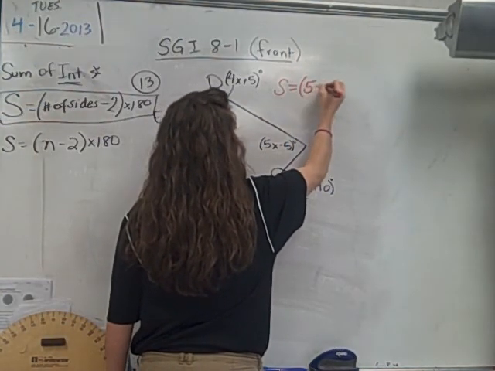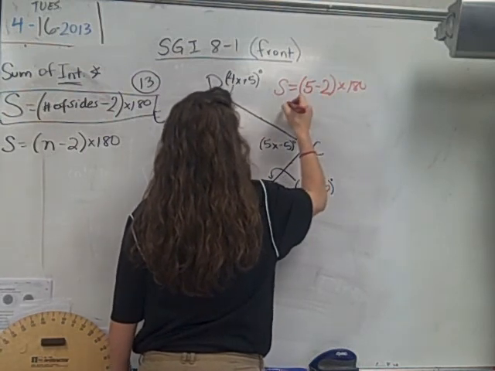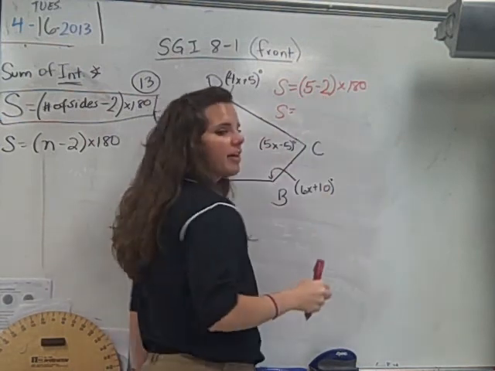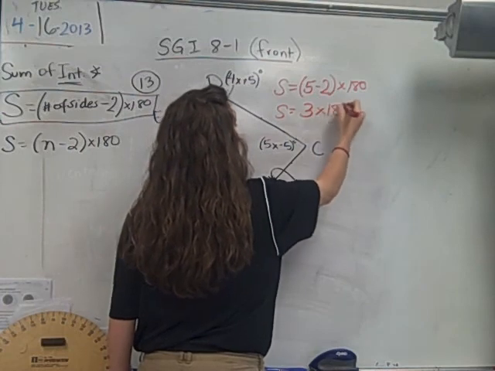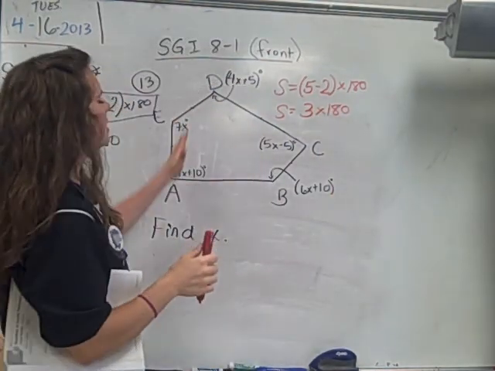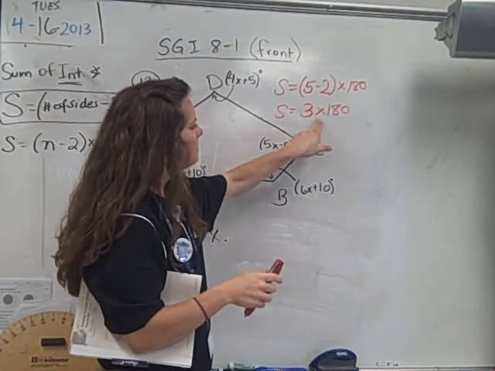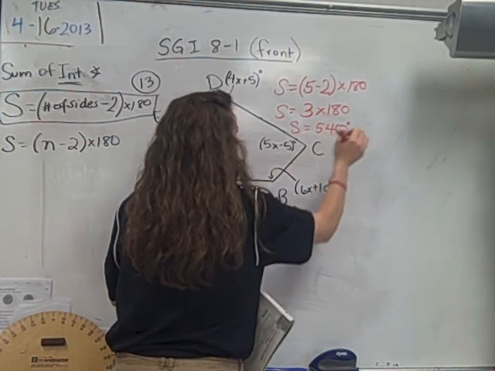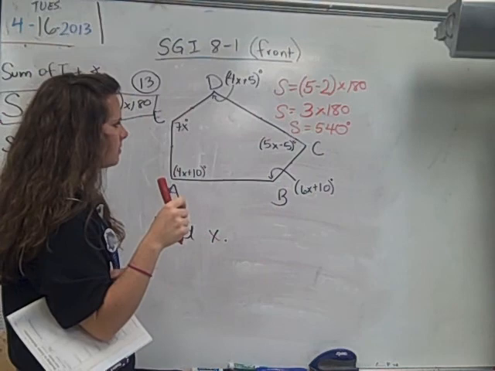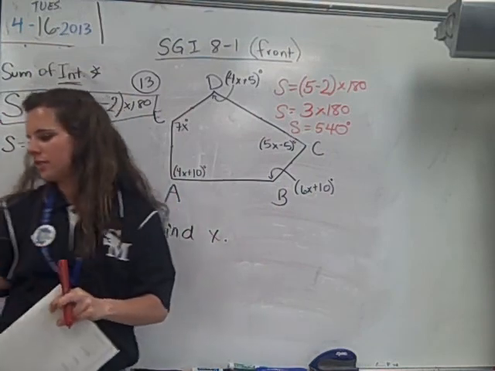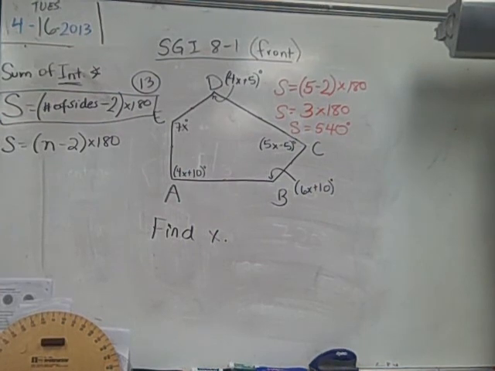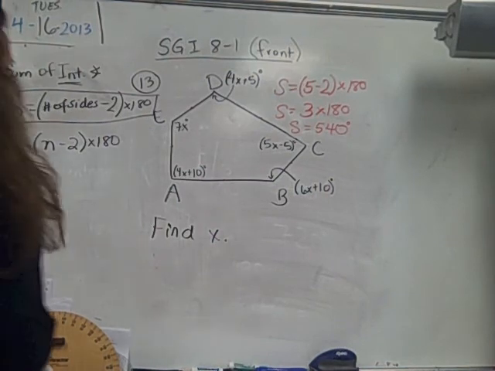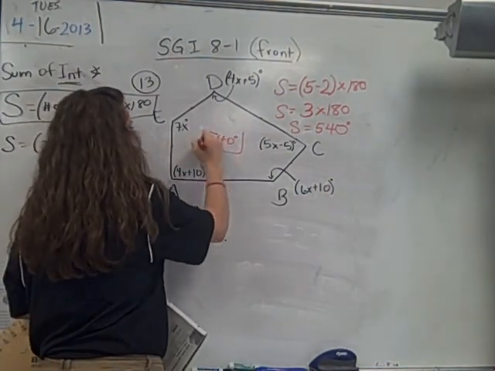You have 5 sides. Subtract 2, times 180. You don't have to write this every time. Just go to your calculator. 5 minus 2 is 3. You could draw 3 triangles in here if you put your lines in the middle. So you know each triangle is 180. 3 times 180 is 540. Every time you have a pentagon, your total degrees is going to be 540. Now, I'm going to check that just to make sure. Yes, 540, 5 sides.